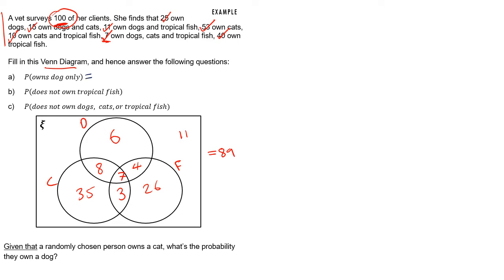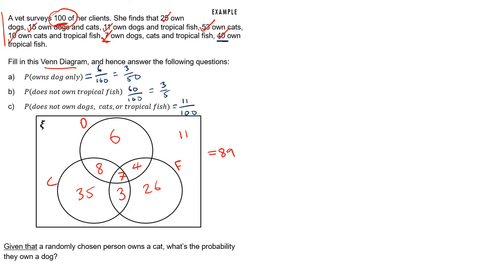Probability if someone was chosen at random that they only owned a dog, that's 6 out of the 100. Probability they don't own tropical fish. Now, there were 40 that did own tropical fish, so 60 that don't. And the probability they don't own any of these animals, that was the 11 that we found out of 100.